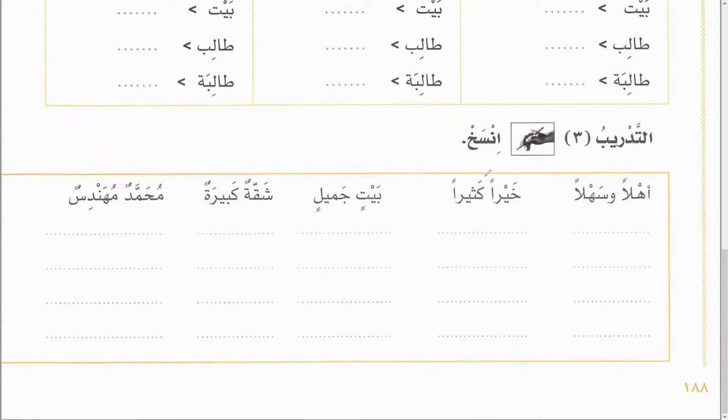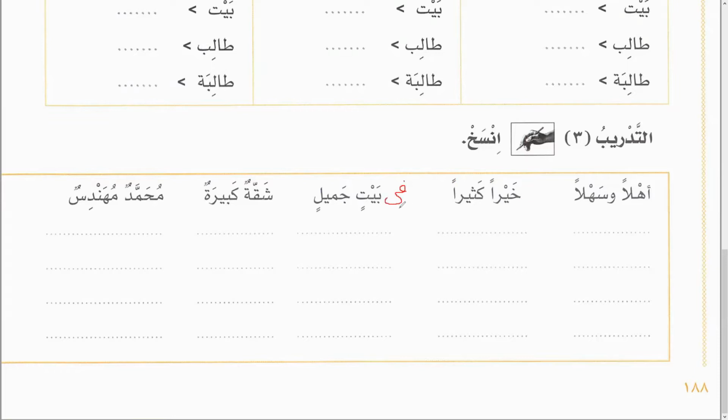Similarly, khayran kasiran. Even if you delete this, it's perfectly readable. It's not khayra kasira. It is understood that there's a tanween there because there's no alif lam. If there's no alif lam, there has to be tanween for most of the words, except for the diptotes. We'll learn them, inshallah, in future. Baitin jamilin, I will understand through the context.